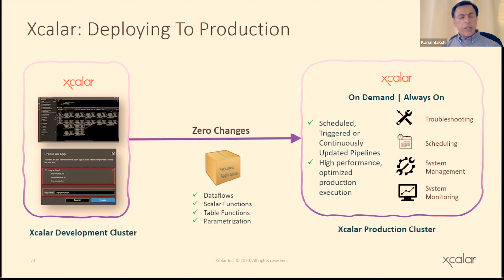The good news is with Scalar, when you write the code, you can move it and deploy it on production with zero changes. Essentially, all your data flows and Scala functions and table functions and parameterization that you've built in, the code ports over with absolutely no changes. You can deploy it onto a cluster that's running either on demand or always on. You can trigger those data flows based on a schedule. Let's say you're running reports on a daily or hourly basis, or you can trigger it based on a Lambda function, or you can have it always on and just be ingesting the data that's coming in and processing it and producing the output. Either way, you get high performance in the production deployment.